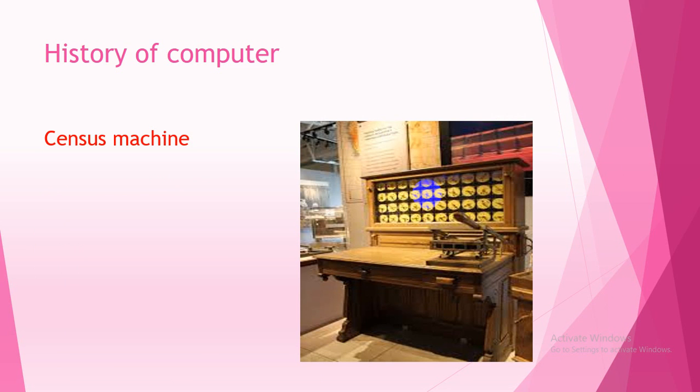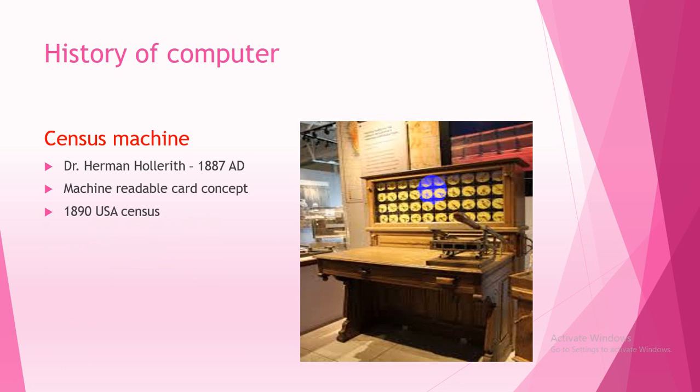Next comes the census machine. In 1887 AD, Dr. Herman Hollerith, an American statistician, developed his machine-readable card concept and designed a census machine. Hollerith used the census machine for processing the data of the 1890 USA census. Using this machine, the 1890 census data was processed in about 2 months as compared to about 8 years required for manual tabulation.